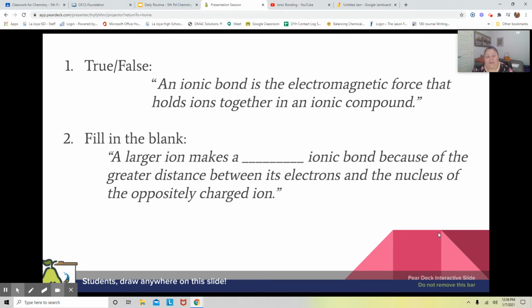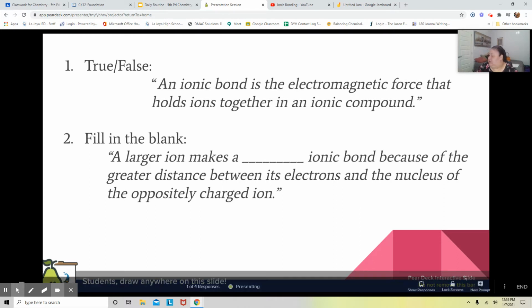Now, fill in the blank. A larger ion makes a blank ionic bond because of the greater distance between its electrons and the nucleus of the oppositely charged ions. What do you think goes in the blank? What do you think, Oscar? Jocelyn, Arlette, what do you think goes in the blank? And I'm going to give you some options. Let me give you some options.